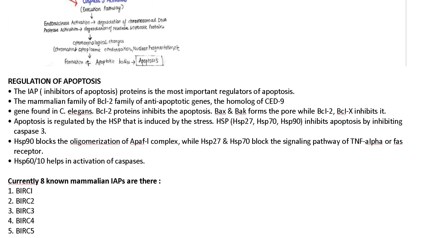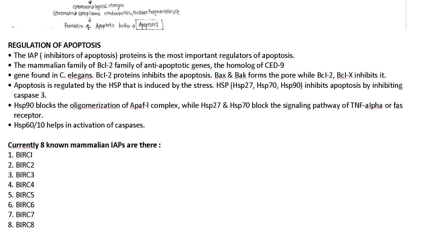So how is apoptosis regulated? There are some inhibitors of apoptosis, IAP, the inhibitors of apoptosis proteins. They are the regulators of apoptosis. And the mammalian BCL2 family of anti-apoptotic genes are the homologue of CED9.